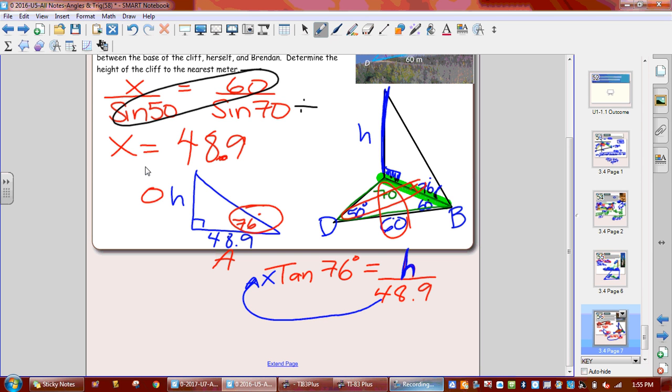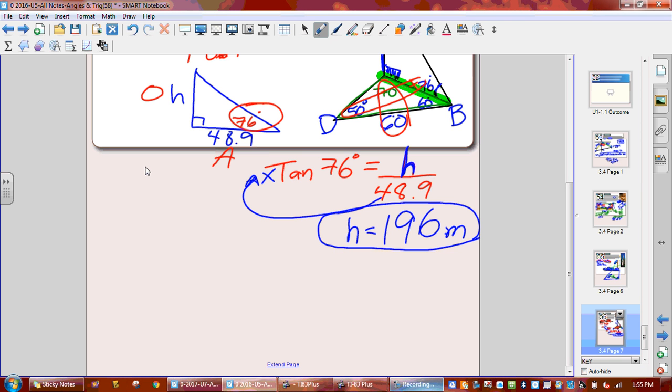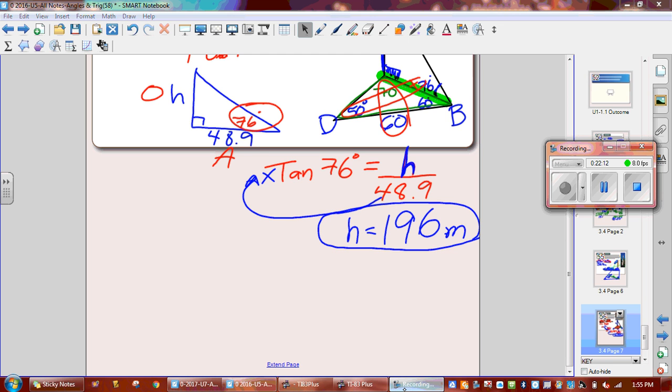That's going to give us, to the nearest meter, how tall is the cliff? Yes, 196.1, which just rounds to 196. So 196 meters is the height of the cliff. This concludes our trigonometry unit.